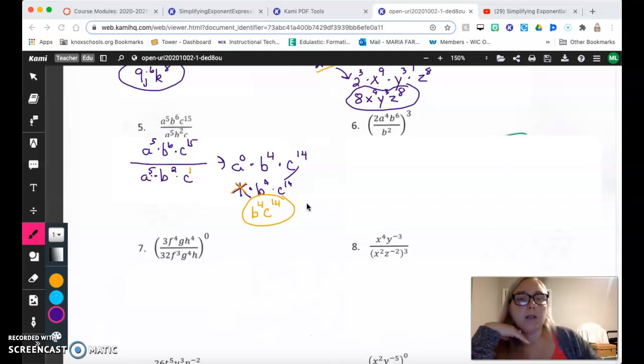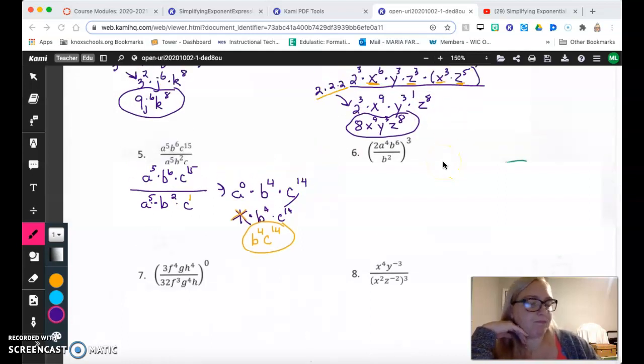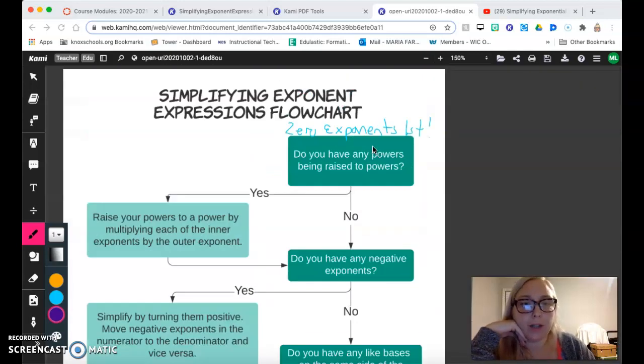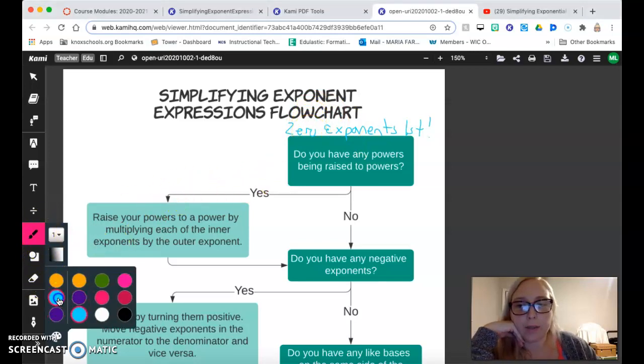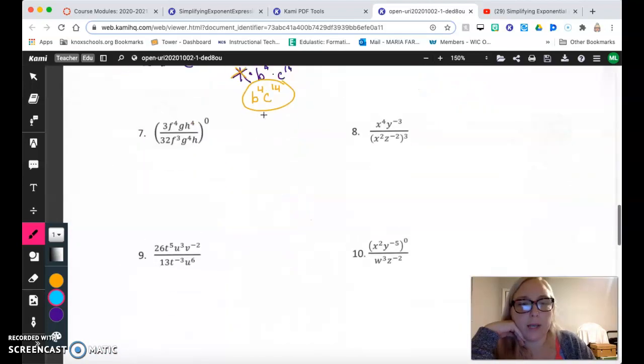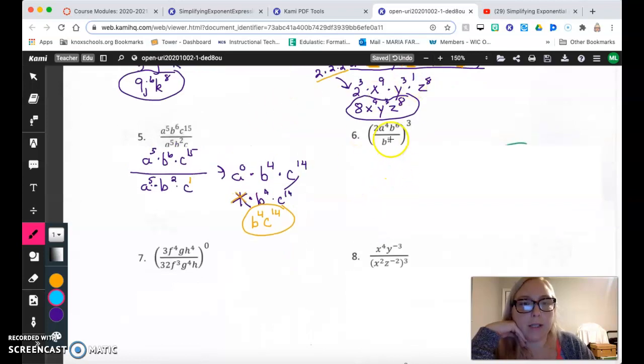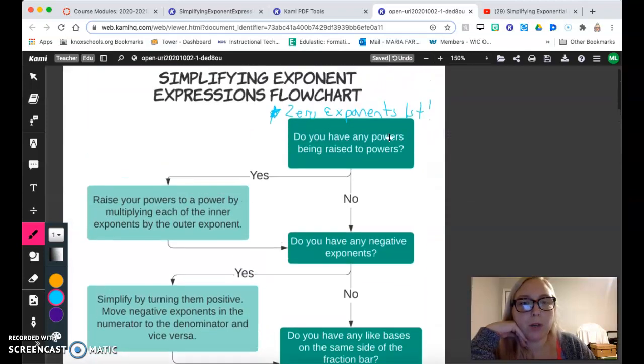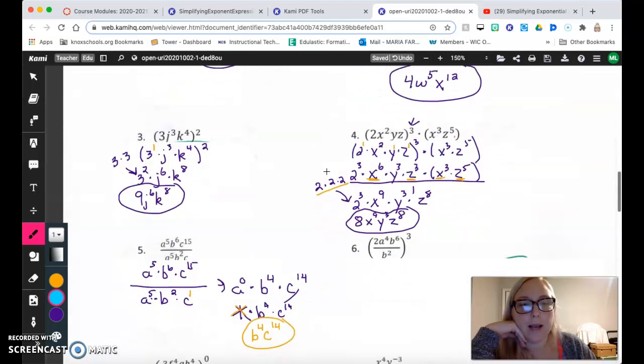Okay, so we're going to start with number 6. If we're following our flow chart, we need to check first, do we have any 0 exponents? It's not on the flow chart, but we need to look for that first. For number 6, we do not have any 0 exponents. So we look for, do we have any powers being raised to powers? And we do.